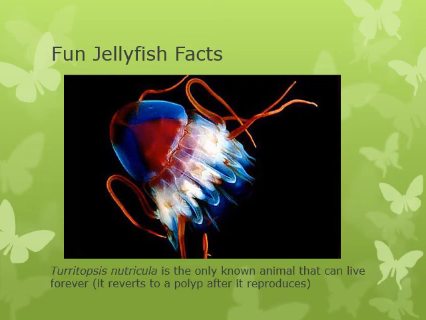So Turritopsis nutricula is the only known animal that can live forever. It is immortal. Literally, it starts off as a polyp, it grows into a medusa, and then it Benjamin Buttons itself and grows backwards back to a polyp. It has never been recorded. The DNA never breaks down. There's never more mutations. It just keeps going on and on and on forever and ever until a turtle eats it. So, kind of cool.